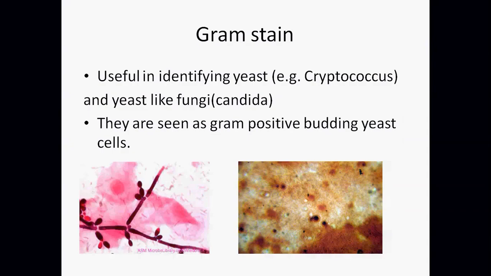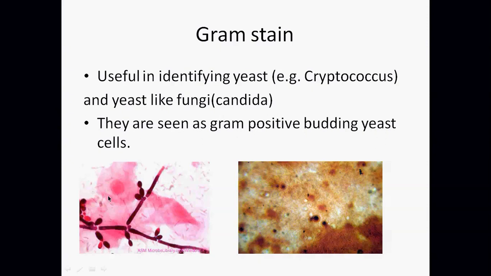Now coming to the gram stain. Gram stain is mainly useful for yeast and yeast-like fungi. So Cryptococcus and Candida can be seen in gram stain. They are usually gram-positive cells, and you can see them with violet color in the gram stain.